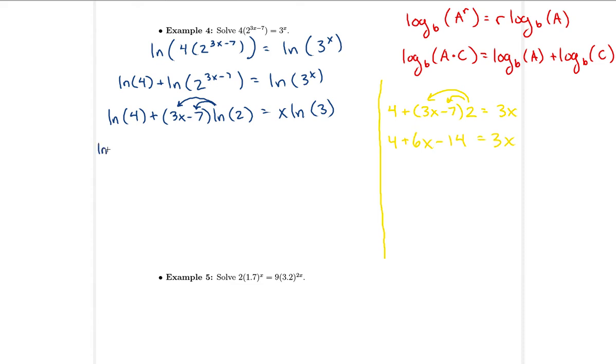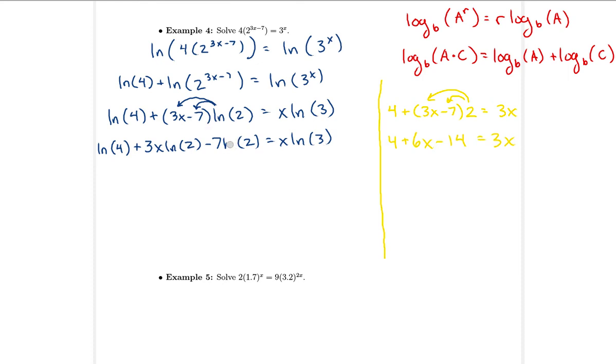So you'll have the natural log of 4 plus 3x natural log of 2, right? There's no pretty way to combine your 3 and your natural log 2. Well, I guess there is, but it's not worth doing. It might be more confusing than it's worth. So just write it out. So 7 times the natural log of 2 equals this.